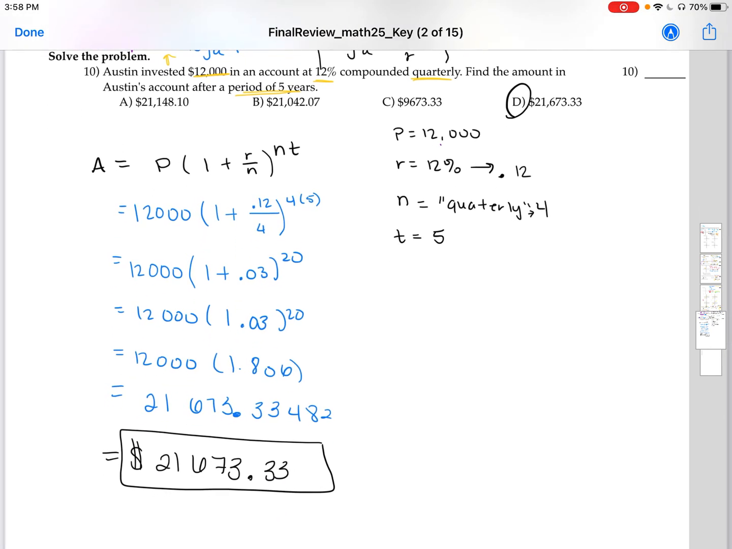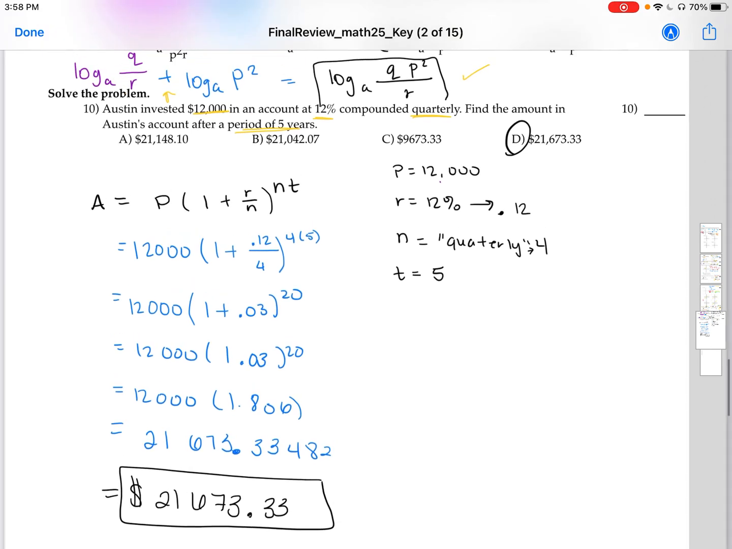10. We have a compound interest formula. The question reads, Austin invested $12,000 in an account at 12% compounded quarterly. Find the amount of Austin's account after a period of 5 years. So we have two formulas that we can use. And the main difference is the word continuous. Because we do not see the word continuously, this is the equation we have to use for compound interest.